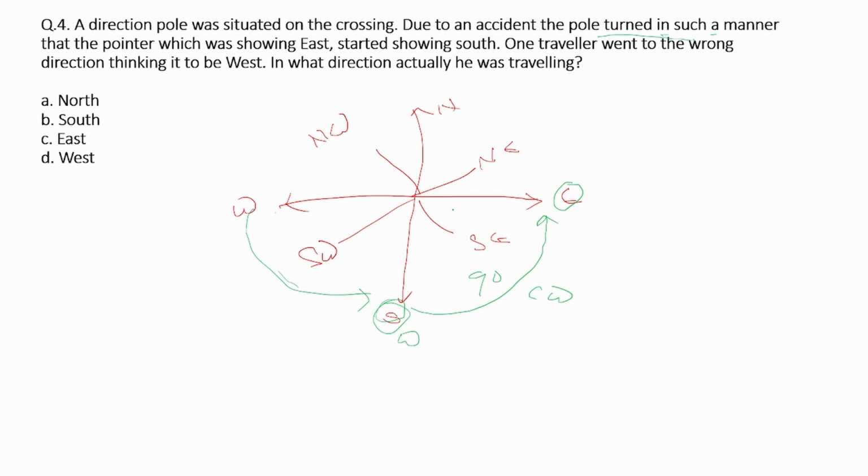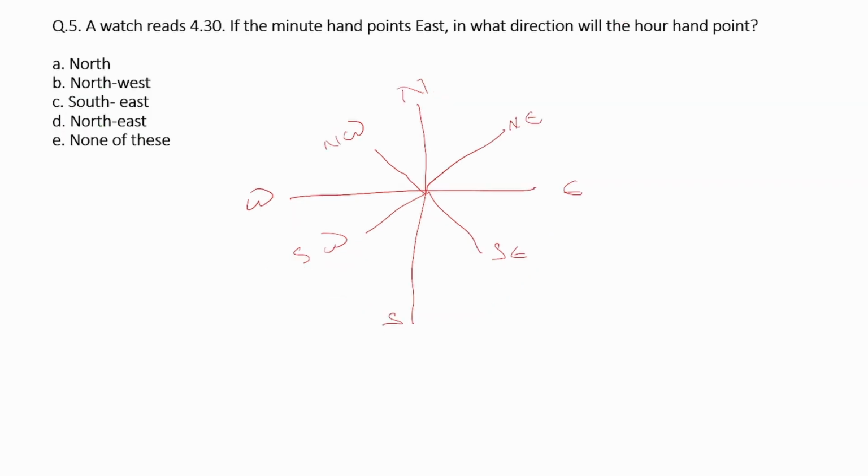After the accident, the pole turned in this way, 90 degrees clockwise. It means east becomes south, south becomes west, west will become north, and north will become east. So one traveler moving towards west is actually moving towards south, so the answer is B, south. Next.